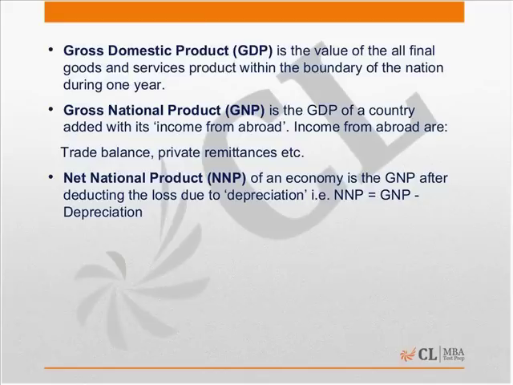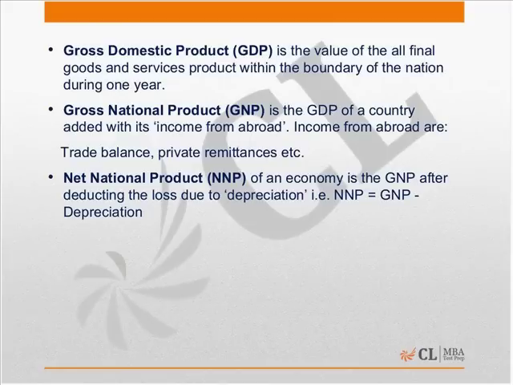What is GNP? Gross national product. We get GNP when we add income from abroad to GDP. If some Indians living in a Gulf country or abroad are sending remittances, and we calculate the remittances and add them to GDP, then it becomes GNP, gross national product.